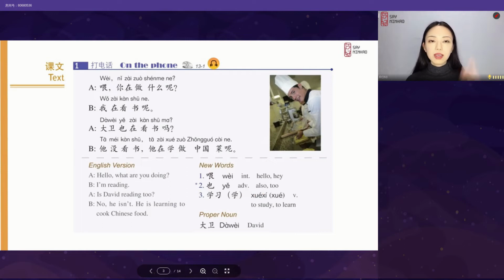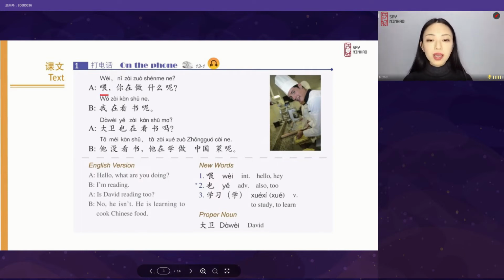3, 2, 1. 卫为也 也学习 学习大卫 大卫. Okay, very good. Now let's move on to our text. I will read it and please listen carefully. 喂，你在做什么呢？我在看书呢。大卫也在看书吗？他没看书。他在学做中国菜呢。Okay, let's see the text sentence by sentence.